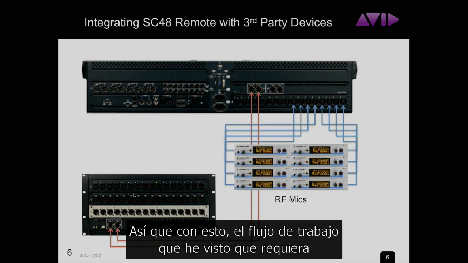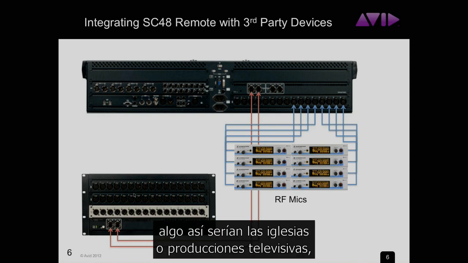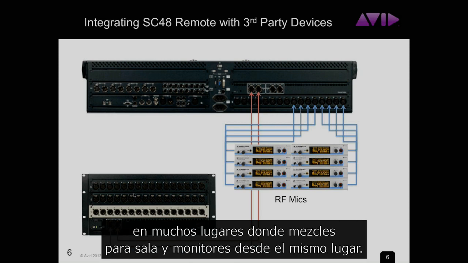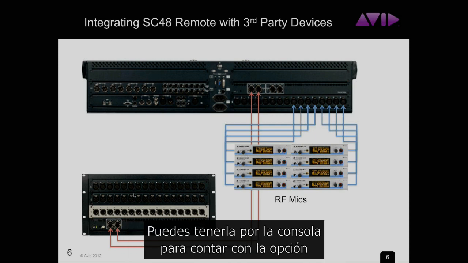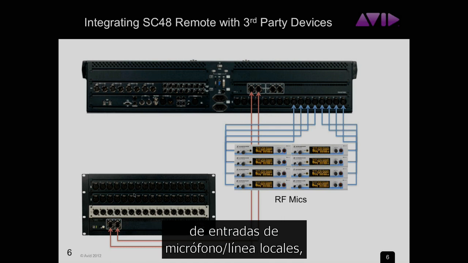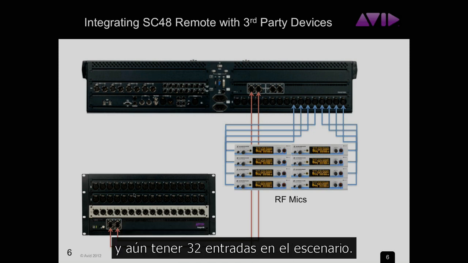So with that, probably the workflow that I've seen that would require something like this the most would be in churches or in TV production sometimes. A lot of places where you might be mixing front of house and monitors from the same location. So it's pretty advantageous at times to have all your RF sitting right next to you. You might want that at the console area. So this gives you the option to have those mic line inputs local to the console, plug in your RF mics out there into the mic pre's, and still have 32 inputs of it on stage.